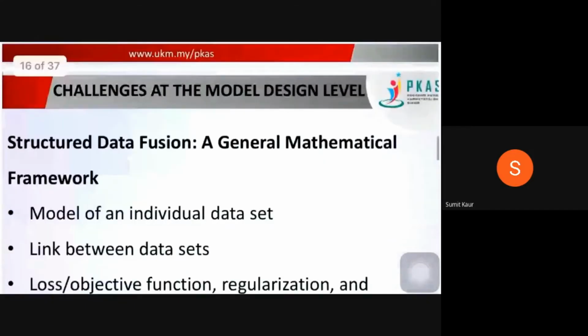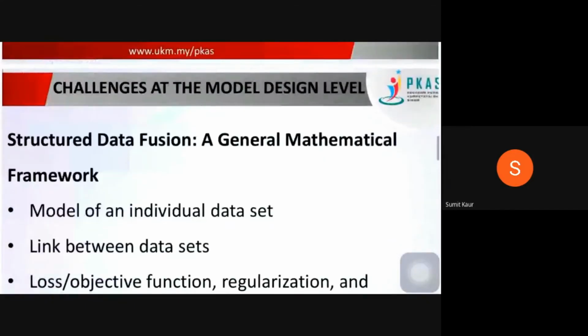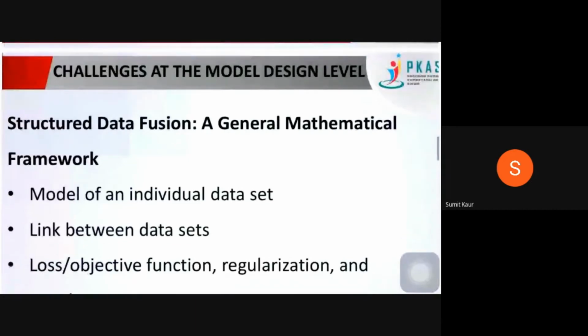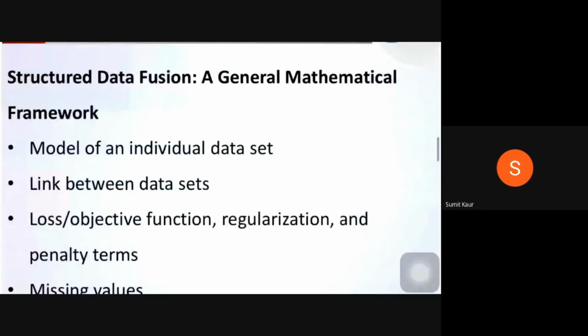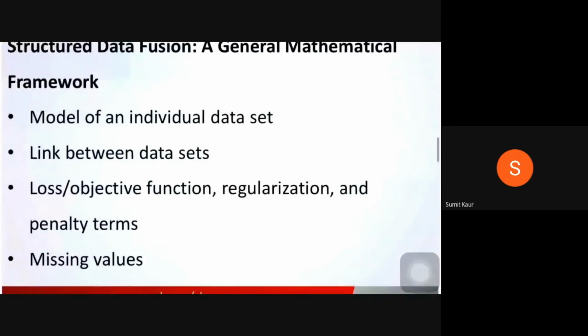Right. Moving from that to structured data fusion, a general mathematical model, this is where a model of each individual data set is established, links between the data sets are established, and the loss or objective function, regularization, penalty terms, and missing values are going to be managed.